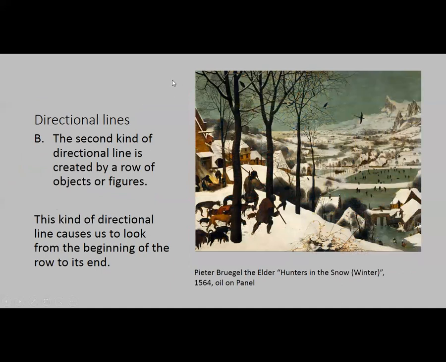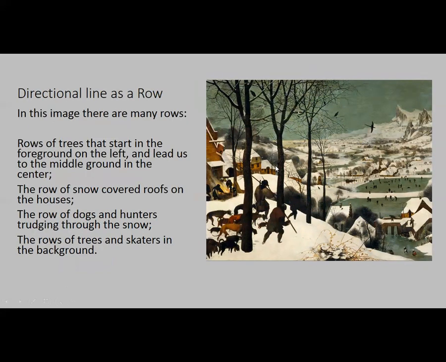So there's another kind of directional line, and it's a line that's caused by a row of objects or figures. And this kind of directional line makes us look from the beginning of the row to the end of the row. So this is another Peter Bruegel painting, and in this there are rows of trees that start out in the foreground and they lead us to the middle ground of the painting. There's rows of snow-colored roofs that lead us from one part of the painting to the other, so from the foreground again into the middle ground.